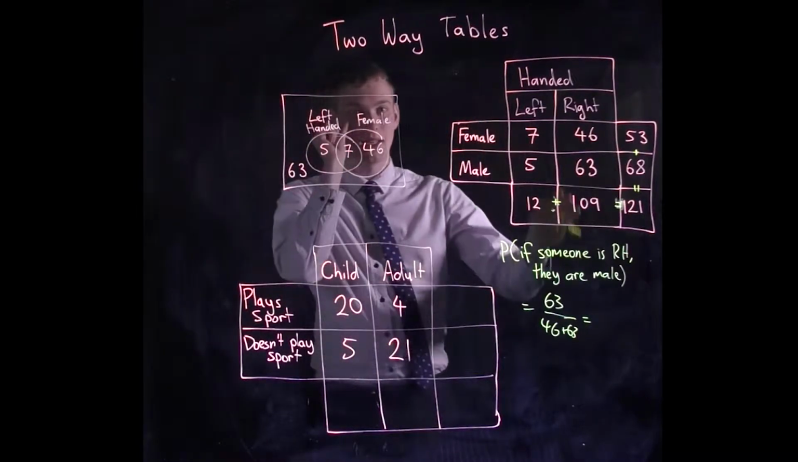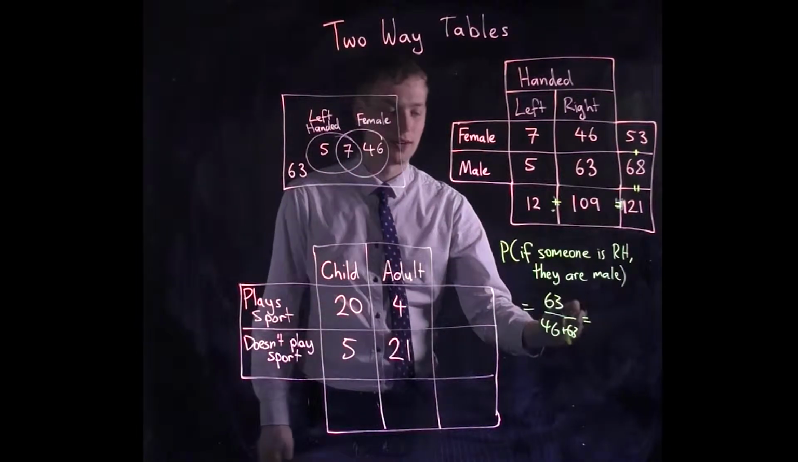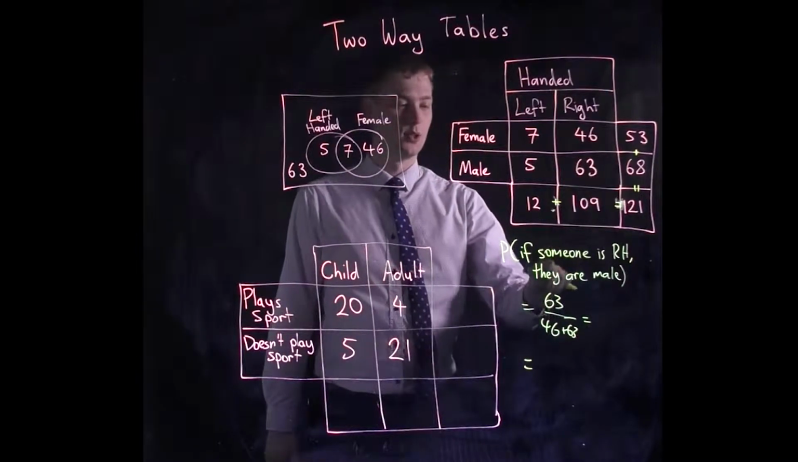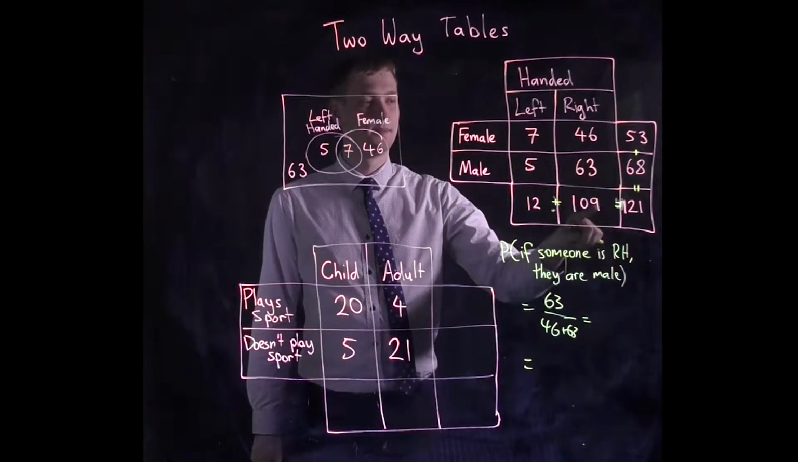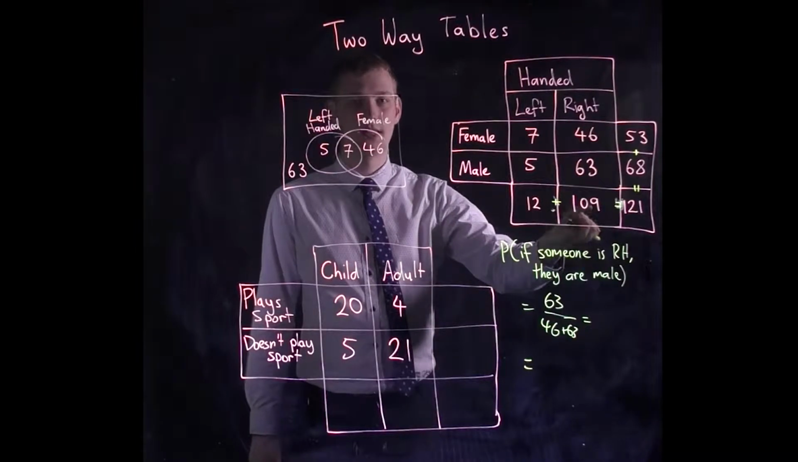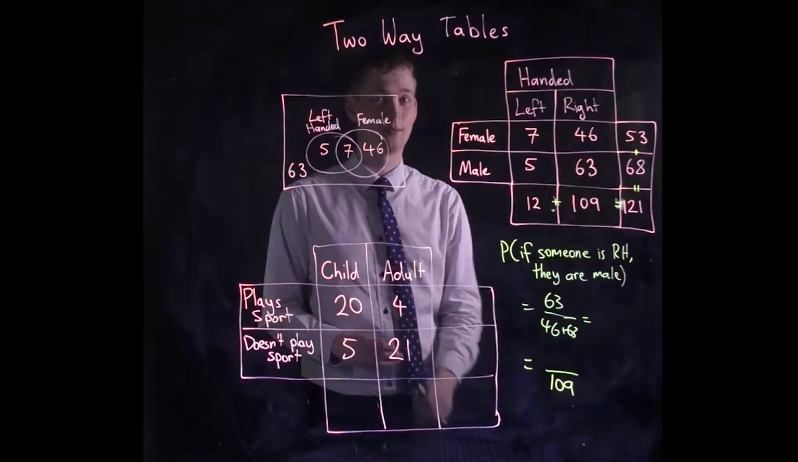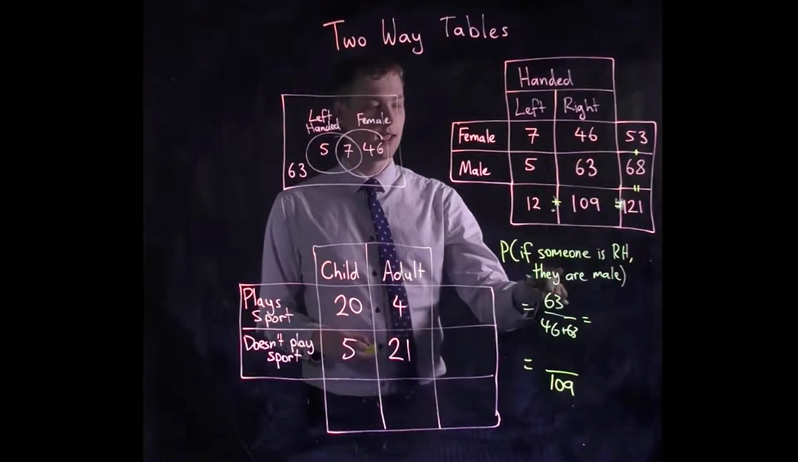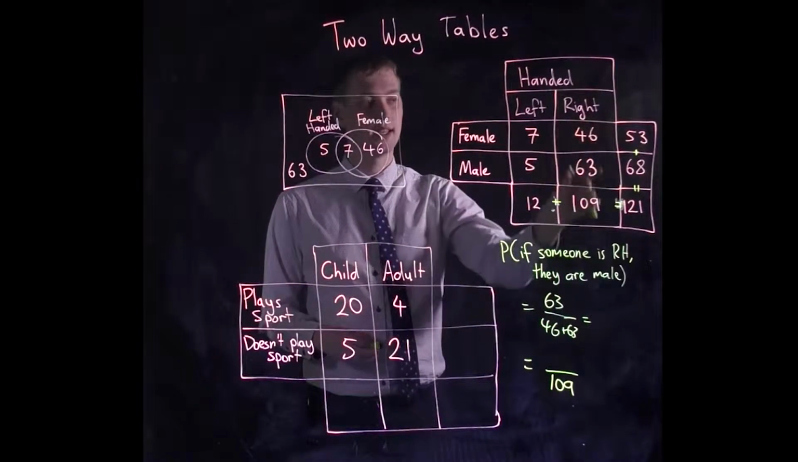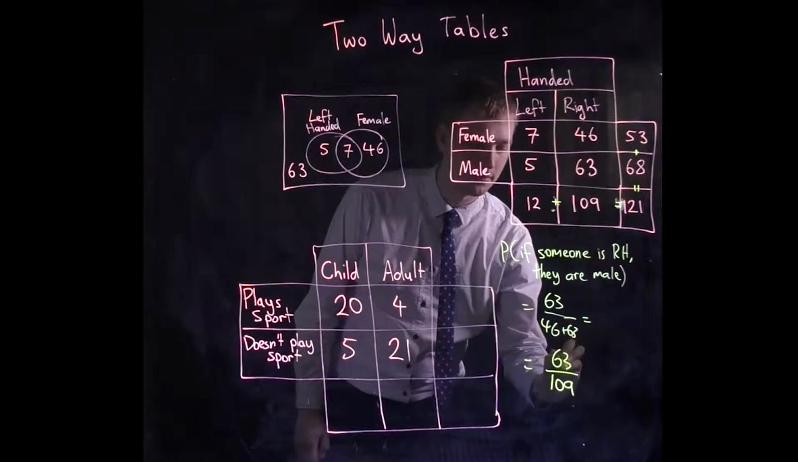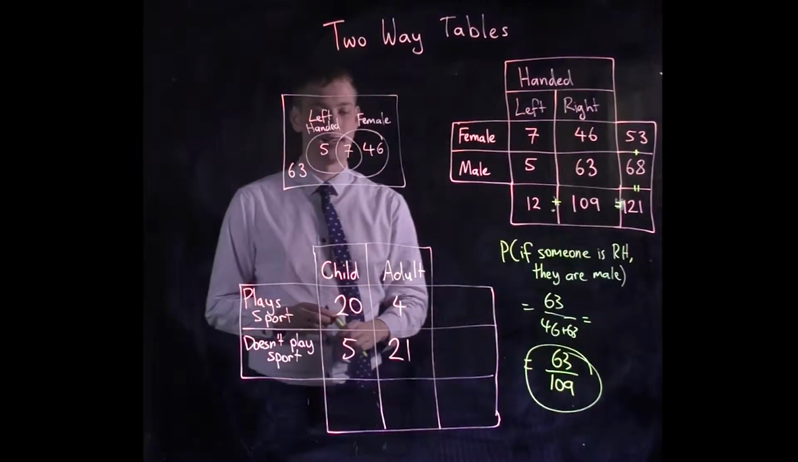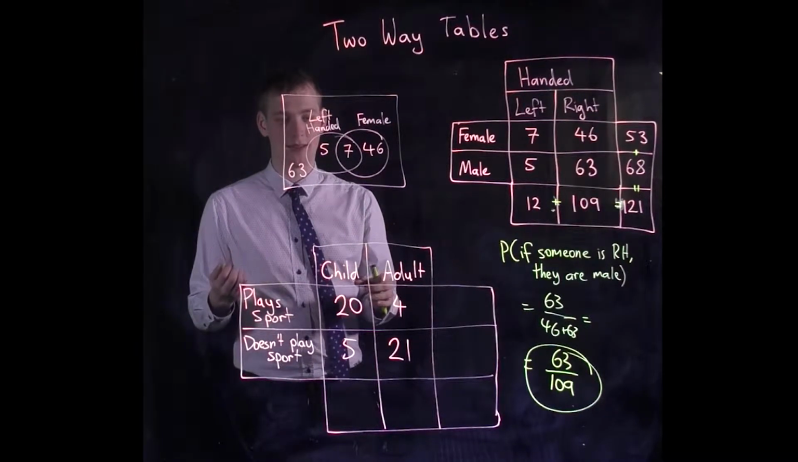However, if we have a two-way table, we already have this number there for us. So if someone is right-handed, we look at right-handed, there's 109 right-handed people. So we can already put the size of the sample space down there. Then we keep reading, they are also male. So we're looking in here, if they're right-handed, they're also male. So we put a 63 on the top. And that would give us the answer there. So it's very easy to work out.